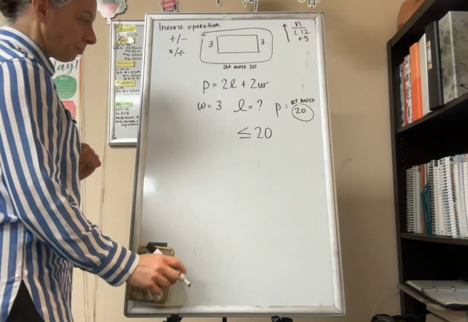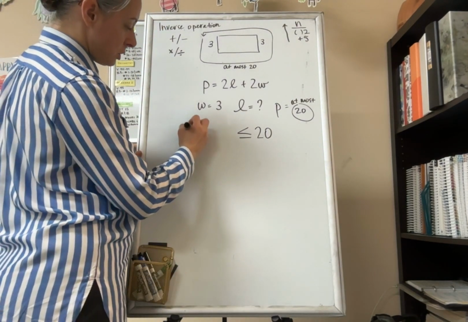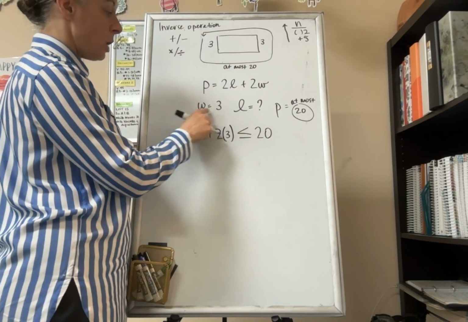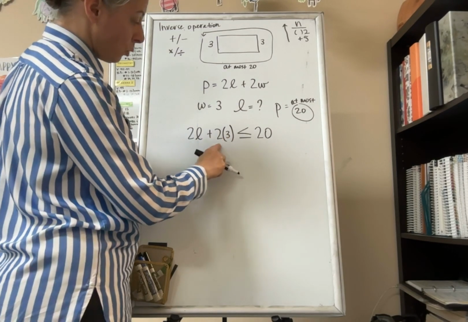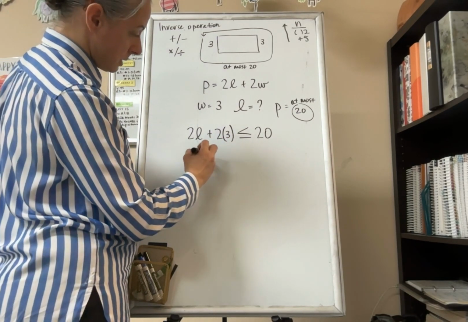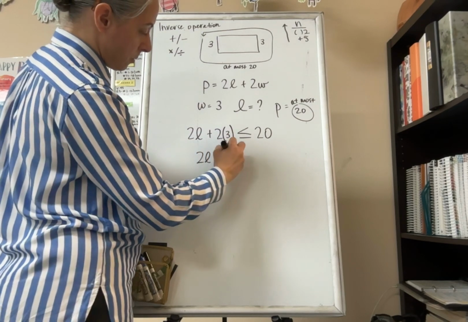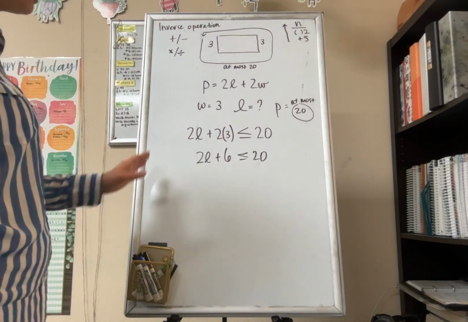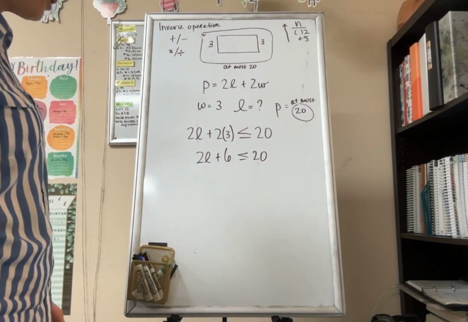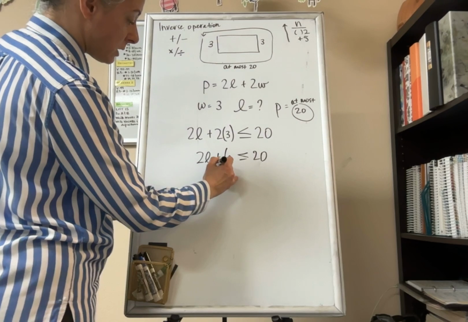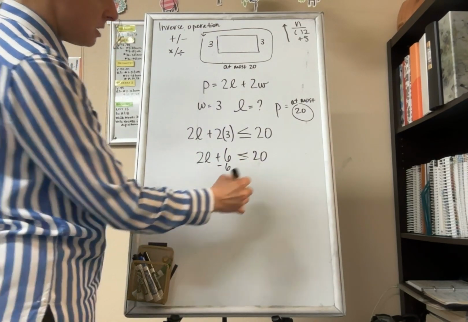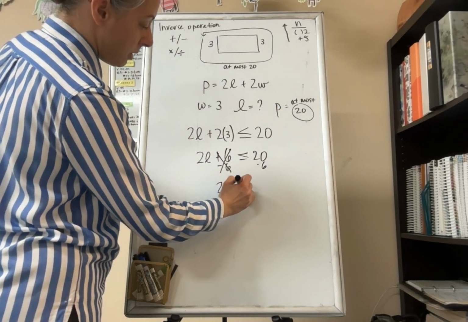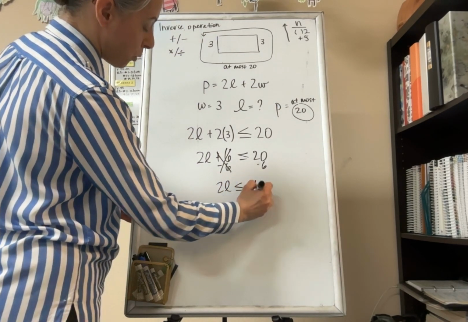Now, we're going to say 2L plus 2 times 3, because we know that the width is 3 feet. And we'll do this multiplication here first. So now we have 2L plus 6 is less than or equal to 20. Now we have a 2-step inequality. So the first thing we want to undo is the addition or subtraction. We have 6 being added, so we'll subtract 6 from both sides, and that leaves us with 2L is less than or equal to 14.